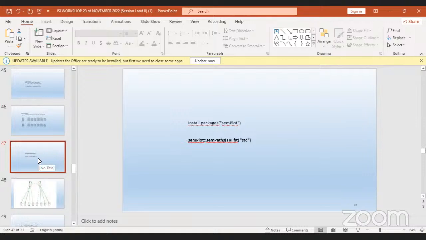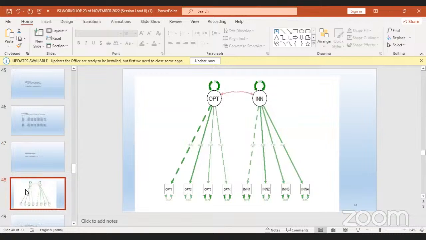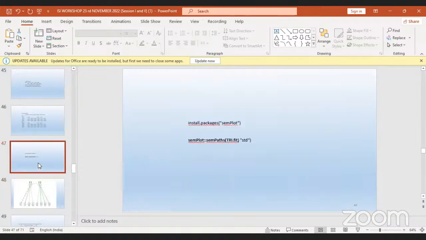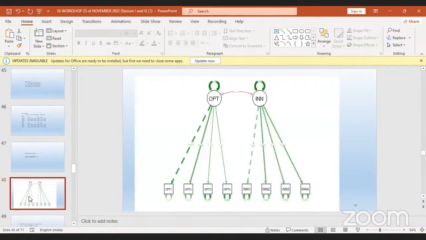Now for plotting this, you have to install the package semPlot. These two are R scripts for the same plot. So you will get a diagram like this, where you can see the covariance between optimism and innovativeness. So this is the command and this is the result of the command.